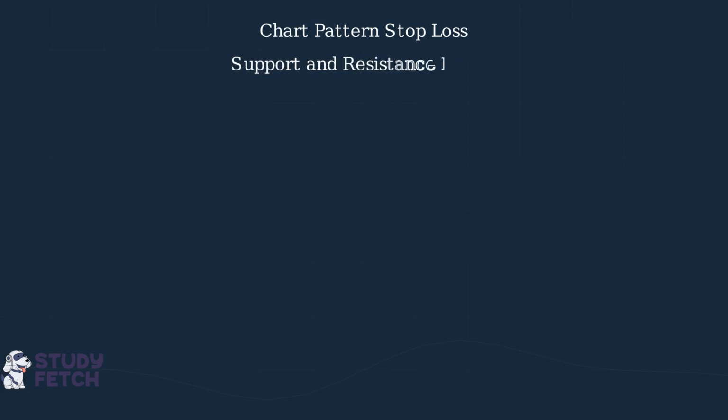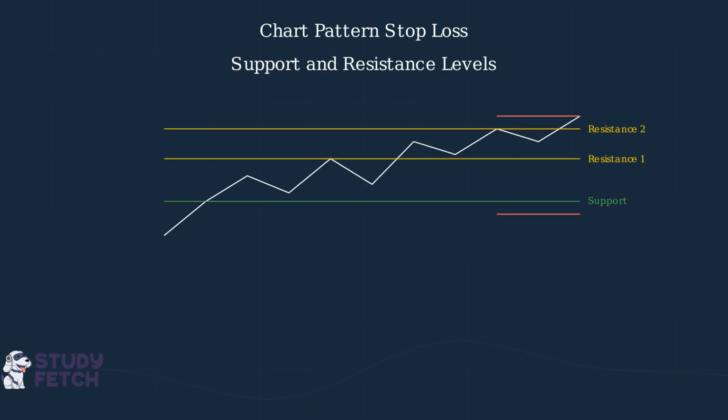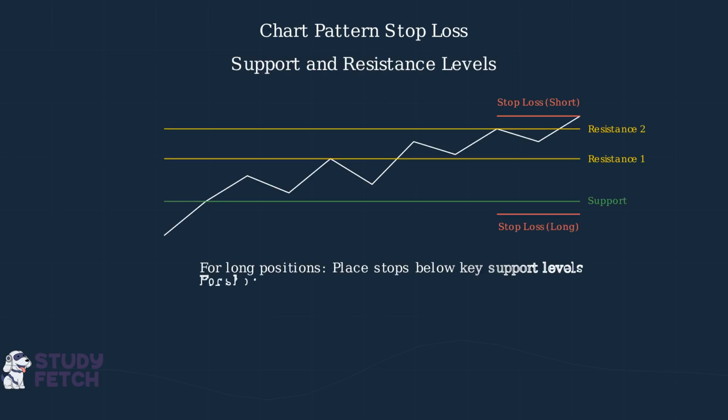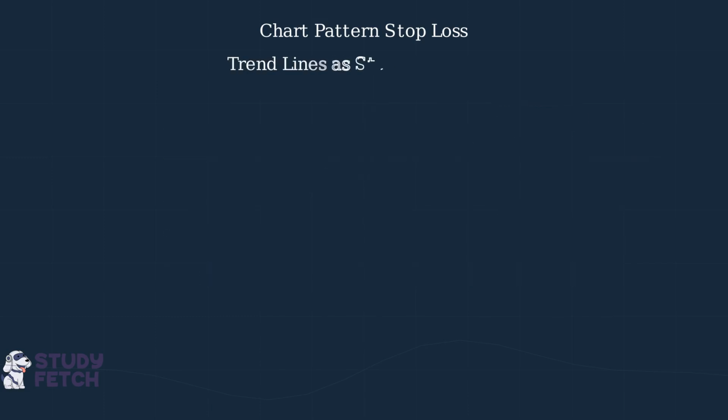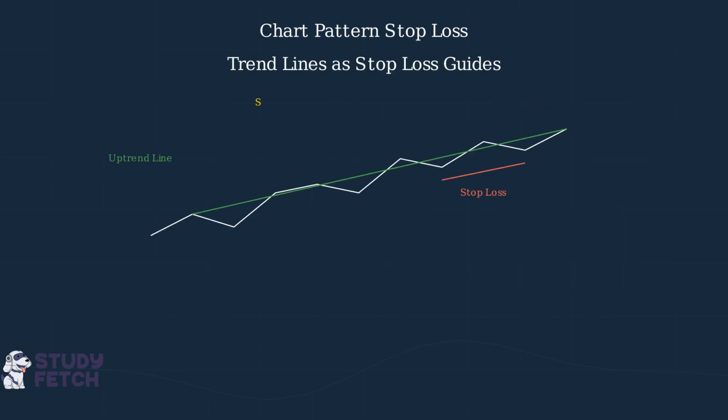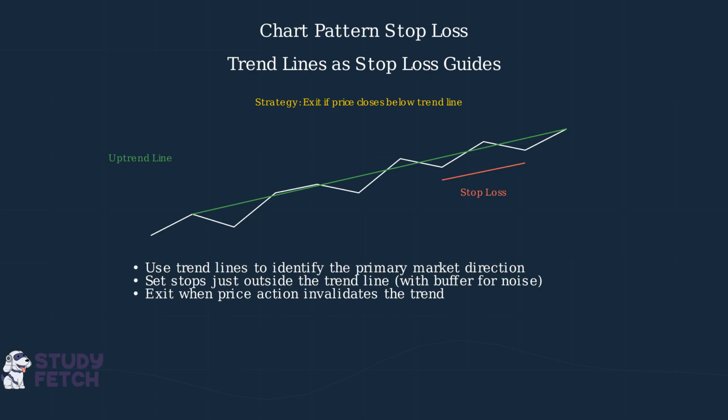Support and resistance levels offer logical stop loss placement. For long positions, place stops just below key support levels. For short positions, place them just above key resistance. Trend lines help identify the primary market direction. Set your stops just outside the trend line with a small buffer to account for market noise. Exit when price action invalidates the established trend.